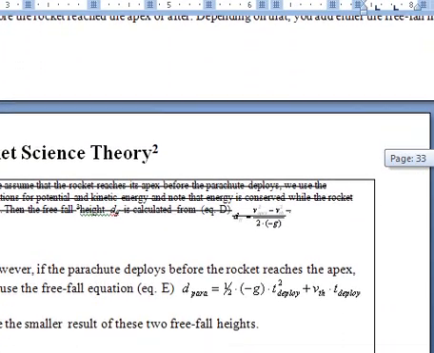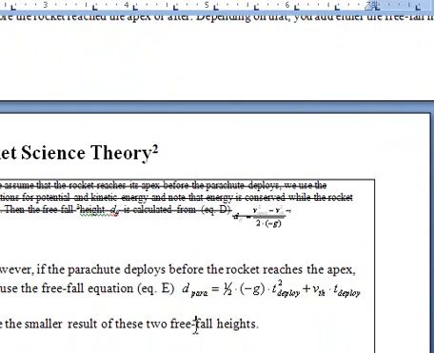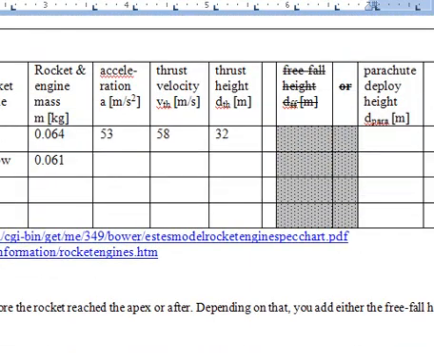So the equation for that is this long one here. The parachute height after the thrust phase is over is 1/2 times negative 9.8, because of course gravity tries to pull it down, times the deploy time squared, that's the 4 squared, plus the thrust velocity times the deploy time, which of course again is 4 seconds.